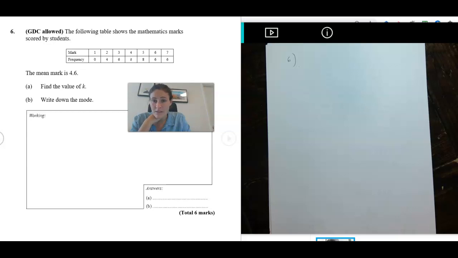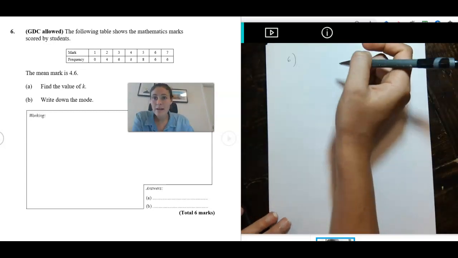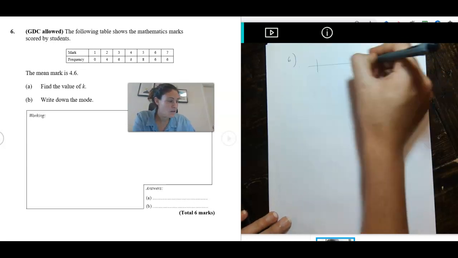So you could get 1, 2, 3, 4, 5, 6, 7, could be the IB. And then you've got how many people got each of those. And we're not told in the question or anywhere else what the total number of students are. If we were, it would be really easy to find K, but we're not, so we have to go the long way round. So we have to basically imagine that we were trying to find the mean mark.